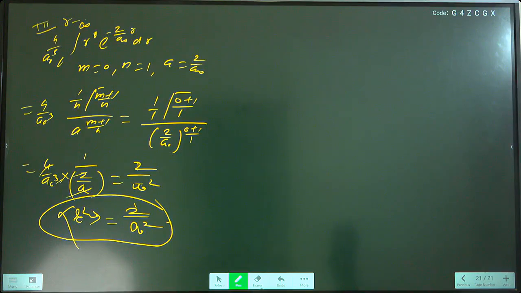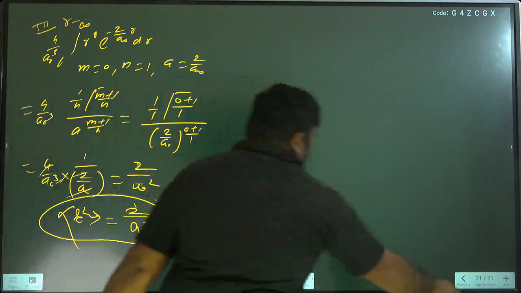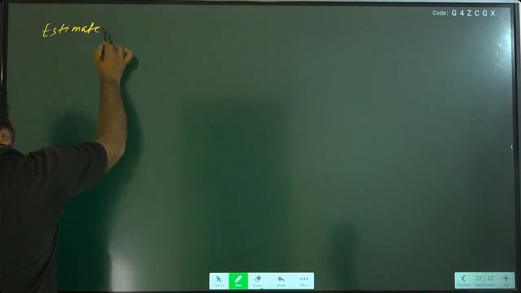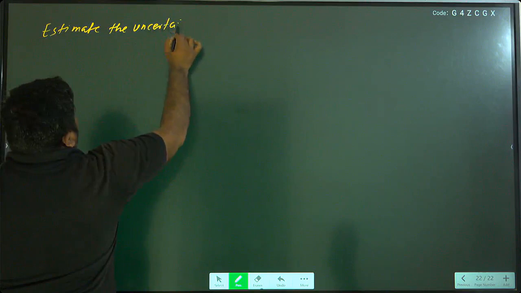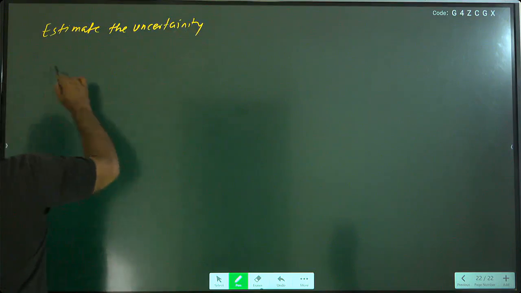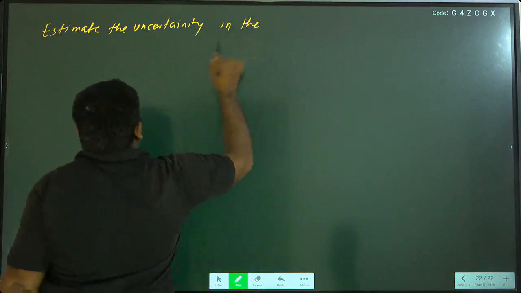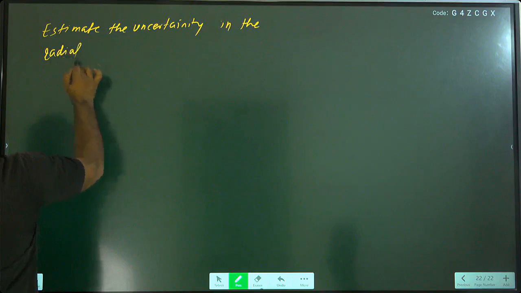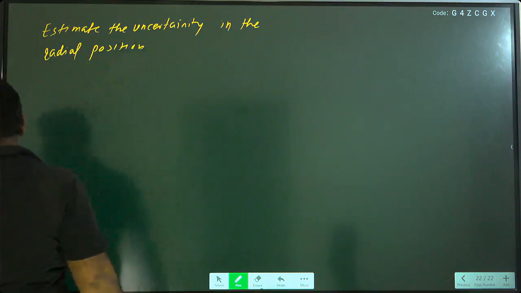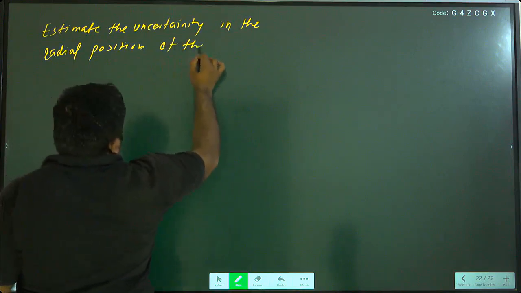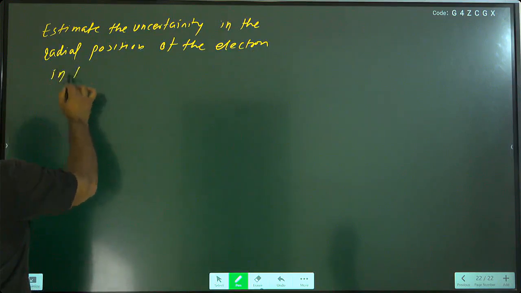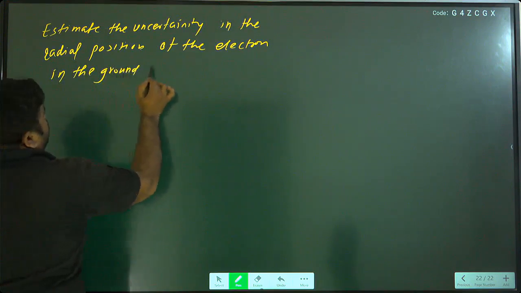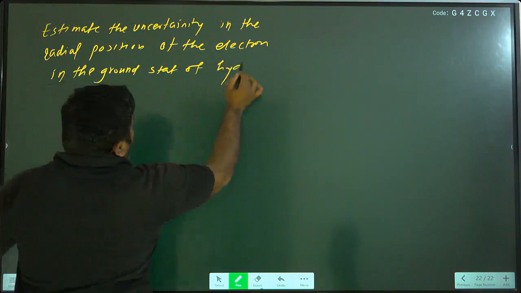Next, estimate the uncertainty in the radial position of the electron in the ground state of hydrogen atom.